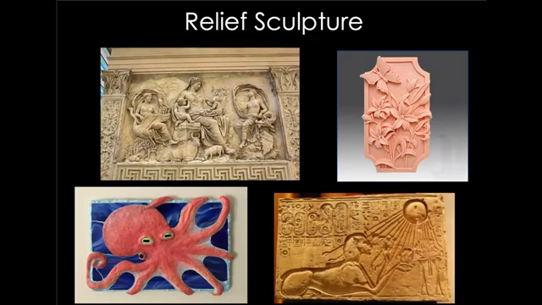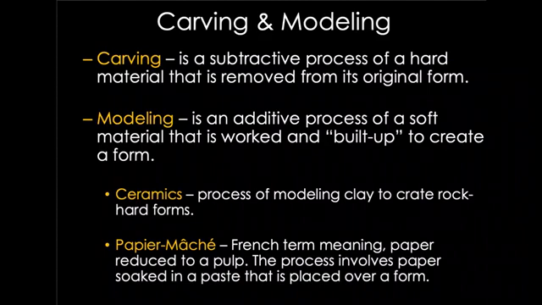The one at the bottom right is an ancient Egyptian sculpture, and that is showing a sunken relief. The rest of these are primarily low reliefs, a little bit of a high relief in some of them. So let's talk about the process used to create these sculptures.